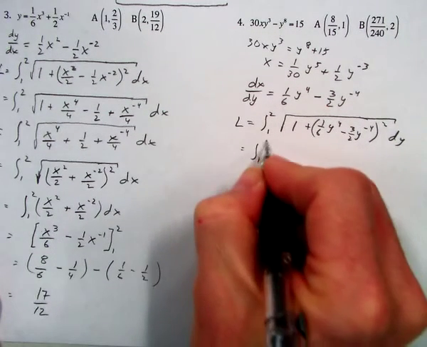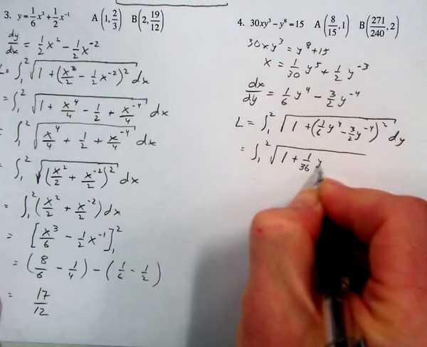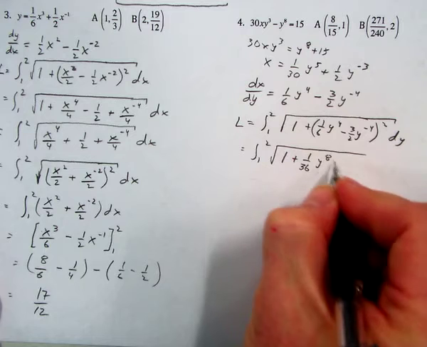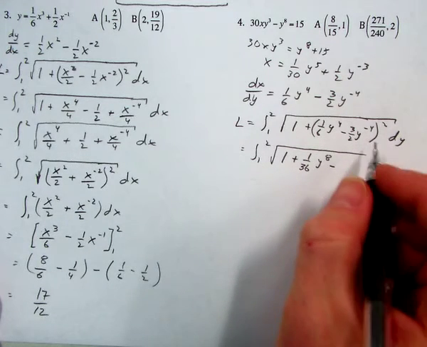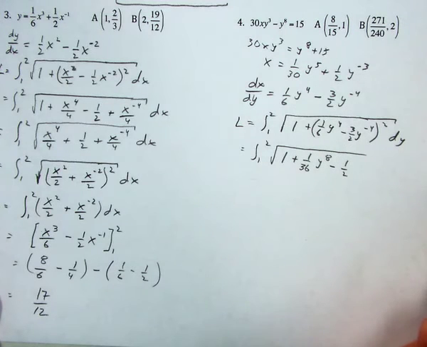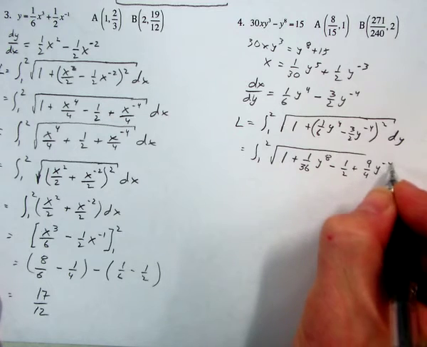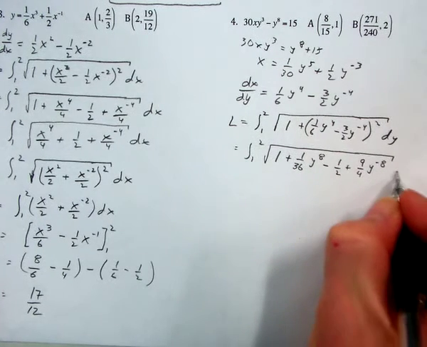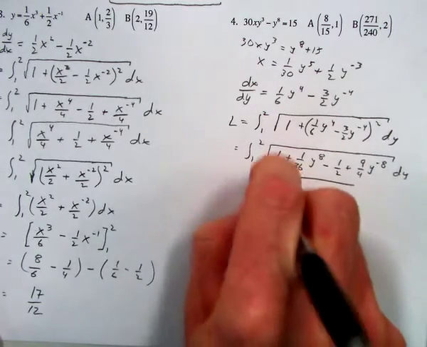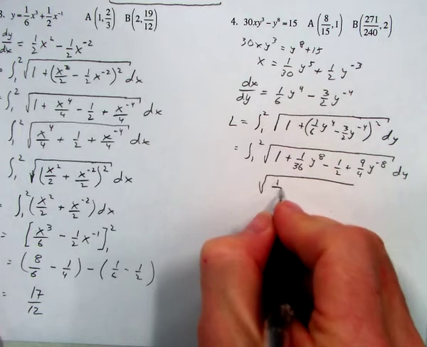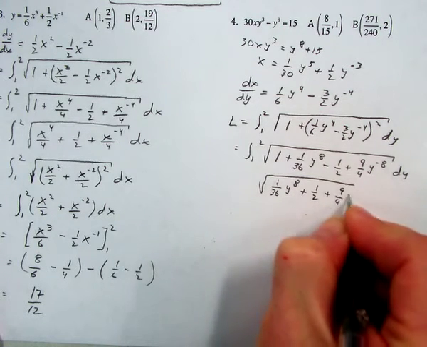Multiply all that stuff out. 1 plus 1 over 36 y to the 8. Look what happens again. The exponent of y will be 0, and so we're just going to end up getting 1/2 again. Plus 9/4 y to the negative 8, dy. Simplify that. The 1 minus 1/2 will give us our positive half, so we have 1 over 36 y to the 8 plus 1/2 plus 9/4 y to the negative 8.